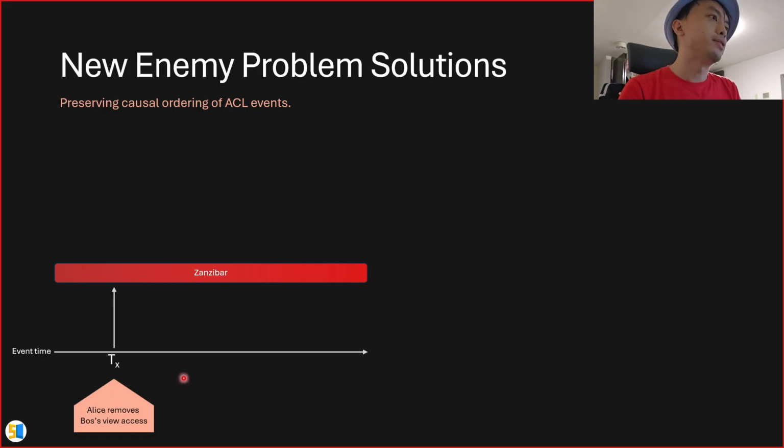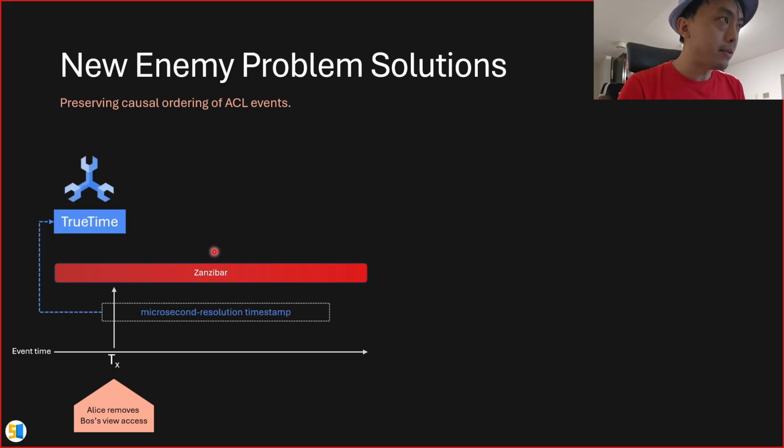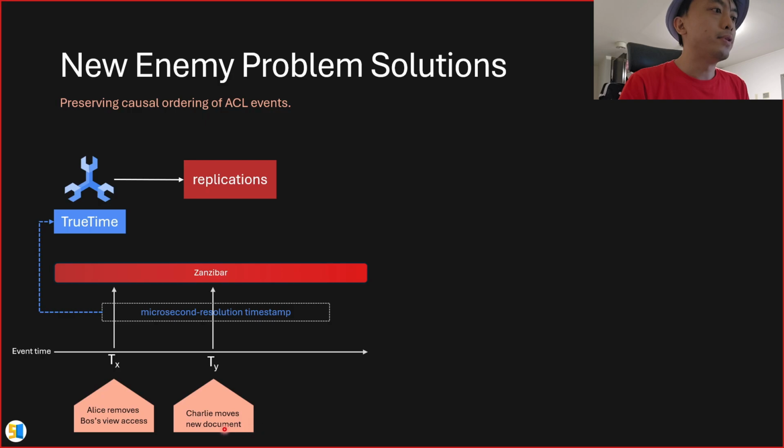So these events will be inserted to Zanzibar, and Zanzibar behind the scenes uses Google Spanner. Google Spanner has a feature called TrueTime, which ensures that every node of Zanzibar Spanner will have a microsecond resolution timestamp. So basically the clock is synchronized for each node of Spanner, and then it does some replications, and when Charlie moves the new documents, it will also have a timestamp inserted.